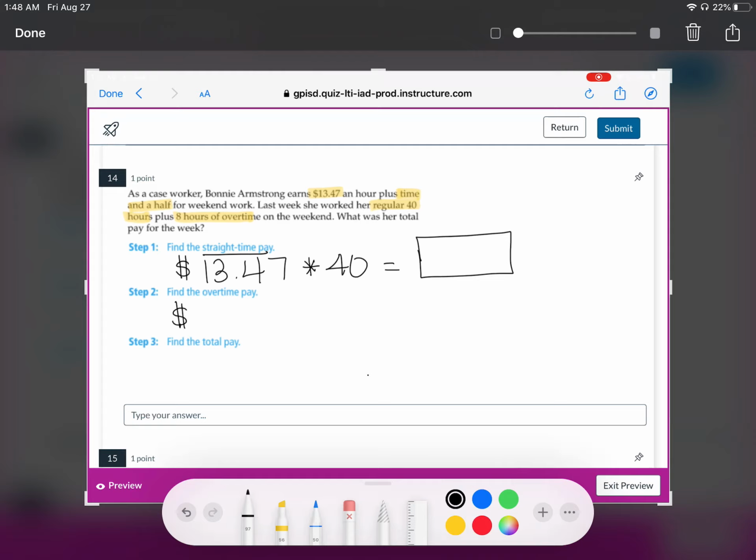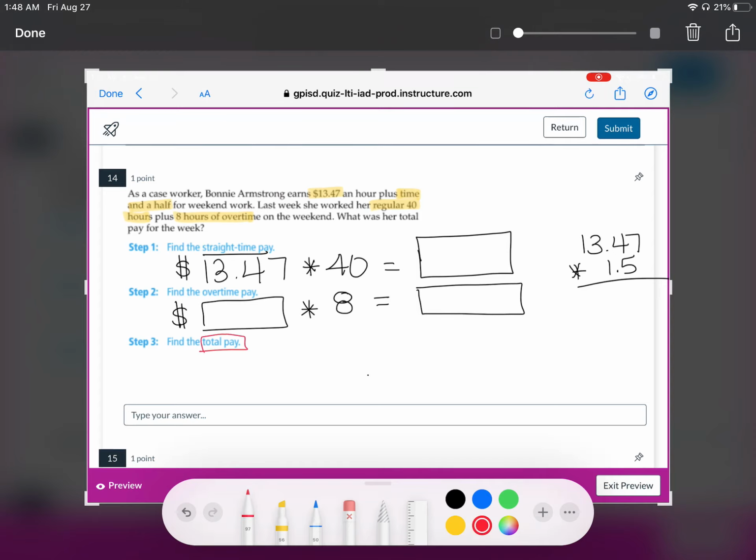Next, we need to find out what her overtime pay is. That means you take her regular pay and you multiply it times 1.5. That is how you find her overtime pay. Once you find her overtime pay, you're going to multiply that by how many hours of overtime she worked, which is 8. That's also going to give you a number. We've already said to find the total pay, you're going to add these two numbers, and that's your total pay.